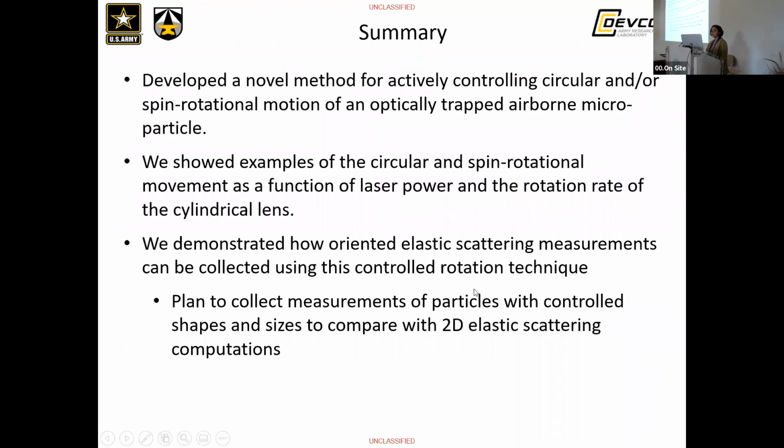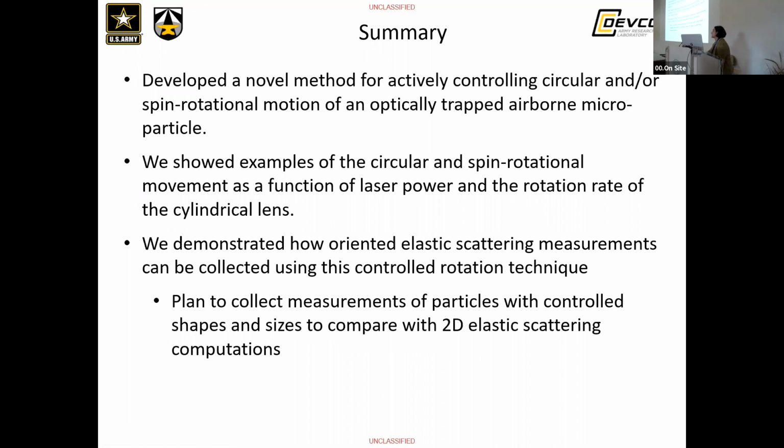Okay. So in summary, we developed a novel method for actively controlling circular and/or spin rotational motion of an optically trapped airborne microparticle. And we showed examples of the circular and spin rotational movement as a function of laser power and the rotation rate of the cylindrical lens. We demonstrated how oriented elastic scattering measurements can be collected using this controlled rotation technique. And we plan to collect measurements of particles with controlled shapes and sizes to compare with 2D elastic scattering computations.